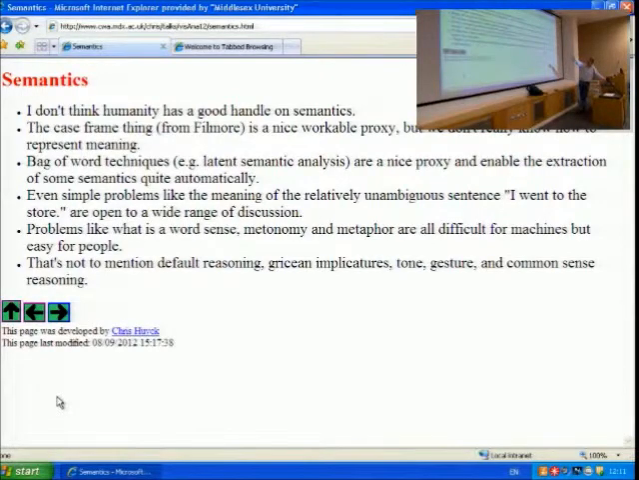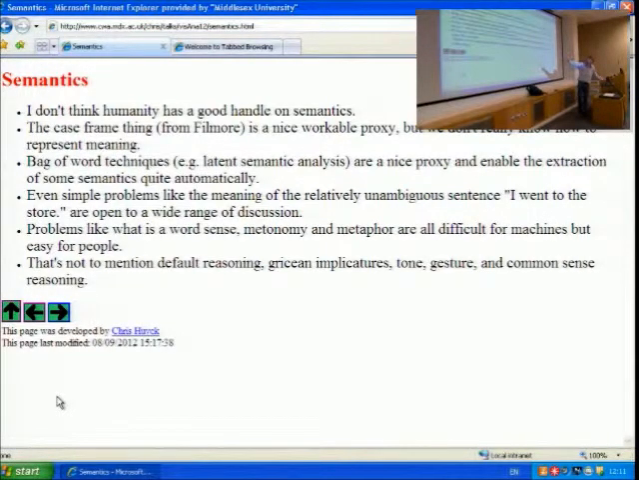Bag of words techniques like latent semantic analysis, and apparently LDA also, are a nice proxy and enable the extraction of some semantics quite automatically. So you go through documents really quickly, build your little latent semantic analysis model and say the document's about these things, or it's like this document, or it's got these words. That works pretty well. But even simple problems like the meaning of relatively unambiguous sentences like I went to the store are open to a wide range of discussion. I'm sure I could sit around down in the pub and argue with people about what that sentence means.